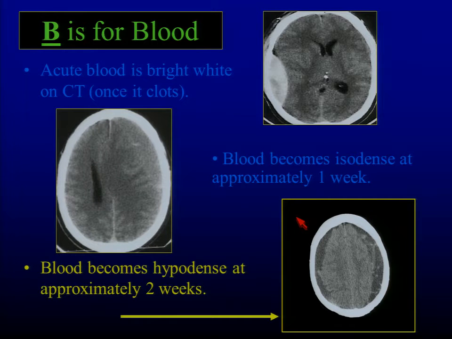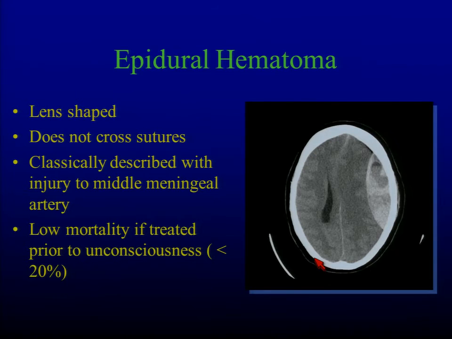And then we know by two weeks, almost everybody's blood collections will be hypodense. Your macrophages have had time to do their shtick. They've digested the blood, and now it's going to be more the density of sera or of water than it is of blood. It's certainly not hyperdense, and it's no longer isodense.